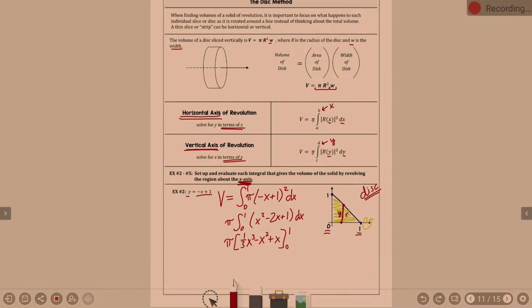So pi times 1/3 x cubed minus x squared plus x evaluated from 0 to 1. And you can do this math, right? One-third minus 1 plus 1, and then when I plug in the 0, it's not going to matter, is it? So 1/3 minus 1 plus 1. Final answer of? I'm going to express it as pi over 3. You can say 1/3 pi, that's equivalent.